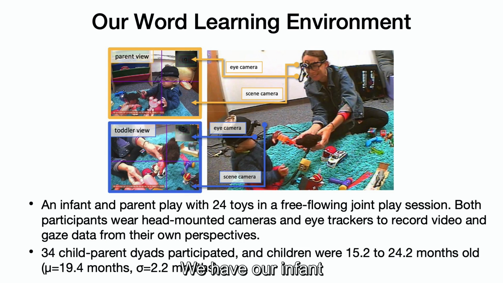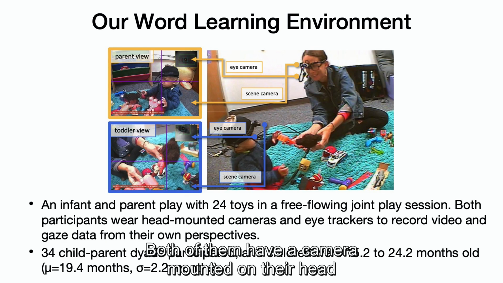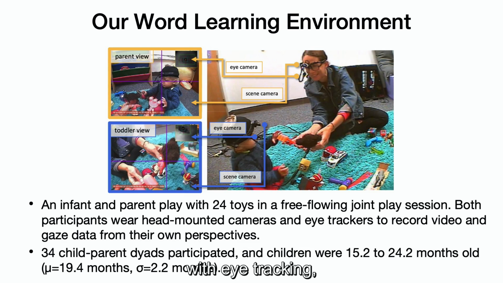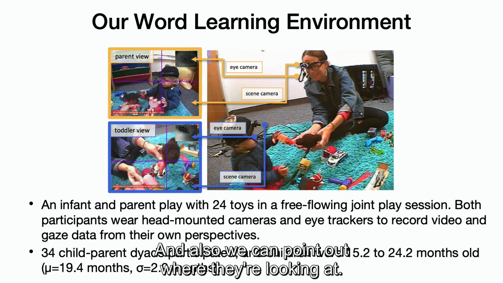We have an infant and their parent playing freely with 24 toys. The infants are around 20 months old. Both of them have a camera mounted on their head with eye tracking, which means we can capture the view from their own perspective and also we can point out where they are looking.